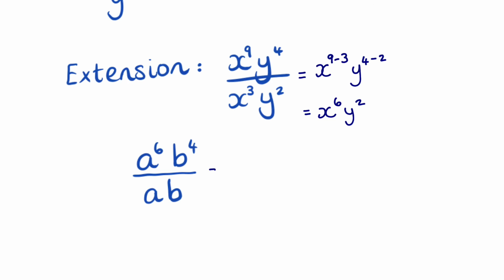Okay? And then this last one, a to the 6, b to the 4 over ab. Remember, a and b both have power 1 there. We can't ignore that. Okay? So we've got a to the 6 minus 1 and b to the 4 minus 1. So we've got a to the power 5, b to the power 3, or b cubed.